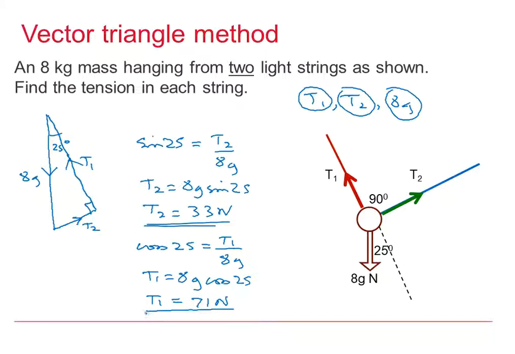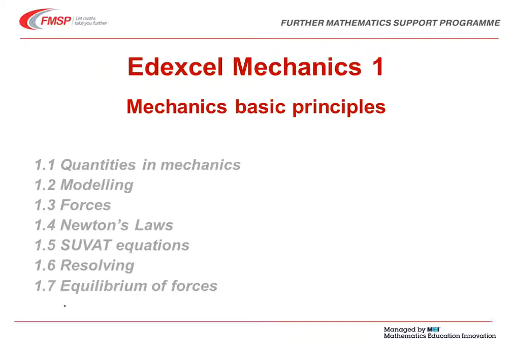You can only use this vector triangle method if you have three forces in equilibrium. And if the triangle isn't right angled, you could always resort to the sine rule. So don't worry if the triangle isn't right angled, you can use the sine rule to find the necessary force. And that brings us to the end of mechanics basic principles.